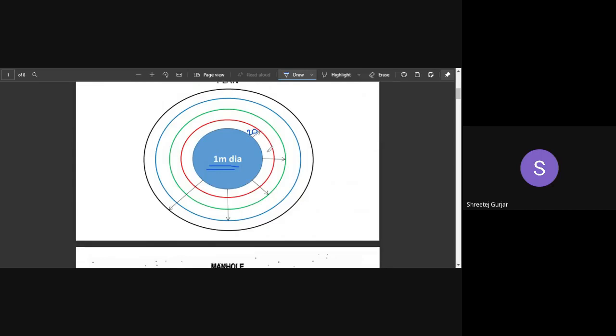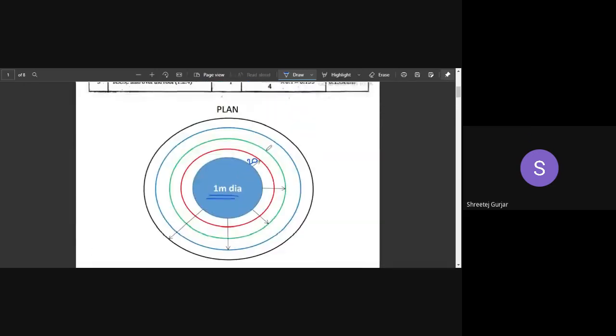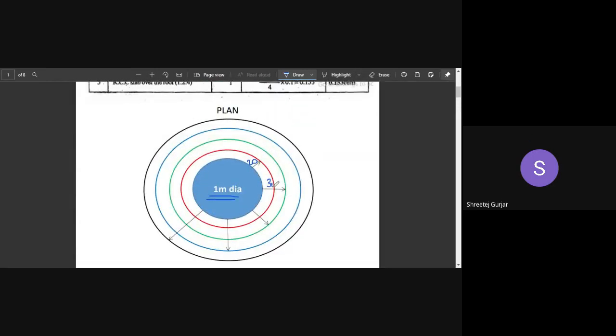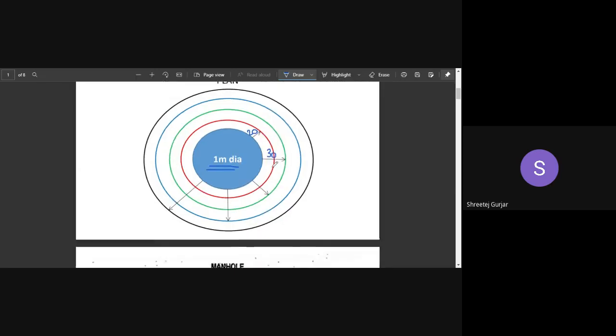The thickness of the second step is 30 centimeters. The arrow mark I have shown from here to here is 30. And this is 40 centimeters. Red color is for the first step, green color circle is for the second step, and the blue color ring, which is 40, is for the third step. This is also 30 itself. And then this is for your offset.